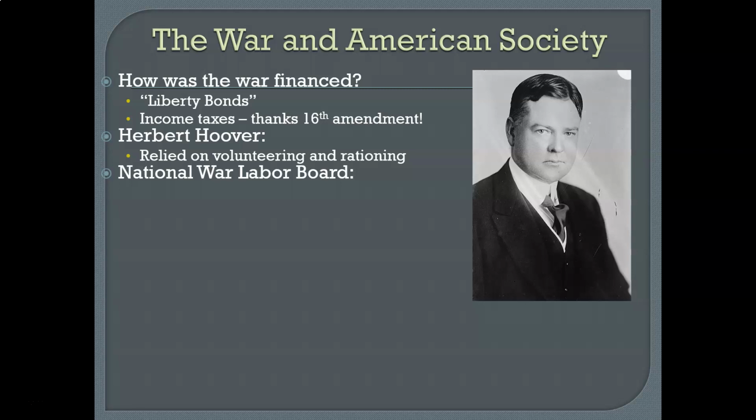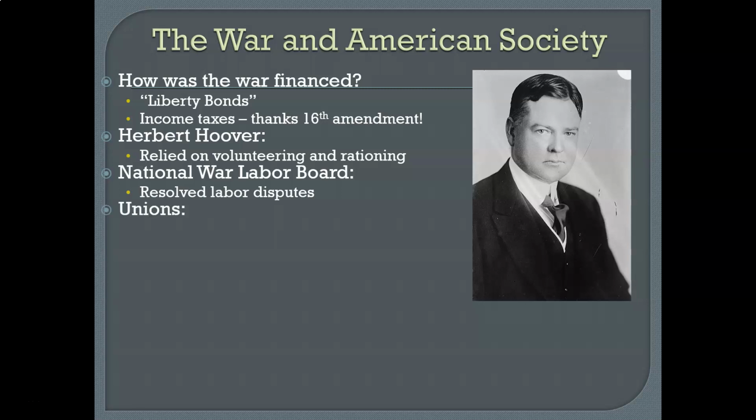volunteering and rationing for the war. He's also responsible for many other things following and after the war, and we'll get to that when we get to the Great Depression and some of the things that follow during this time. Let's see here. I want to make sure I haven't missed anything. Okay, National War Labor Board forms, which resolved labor disputes.